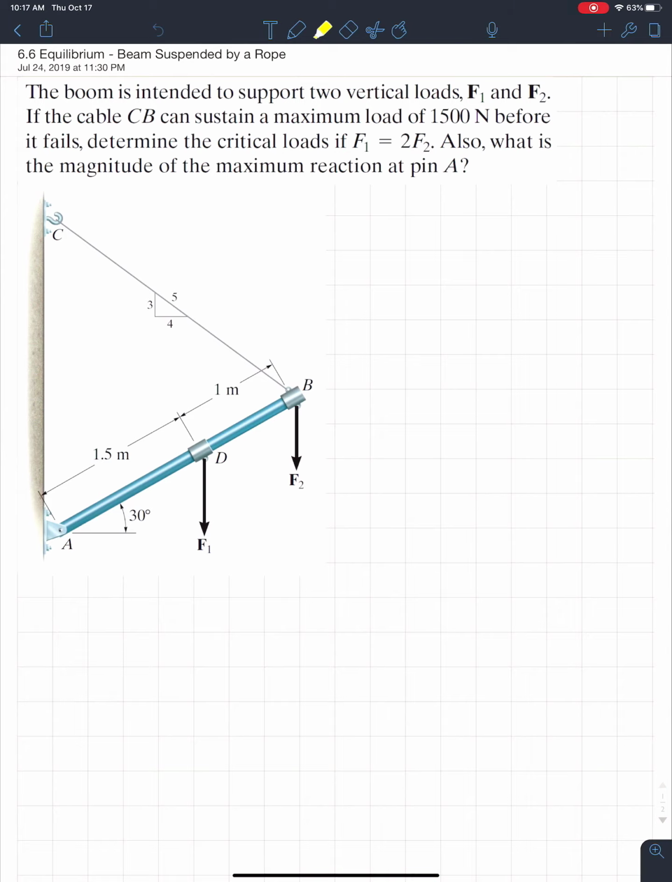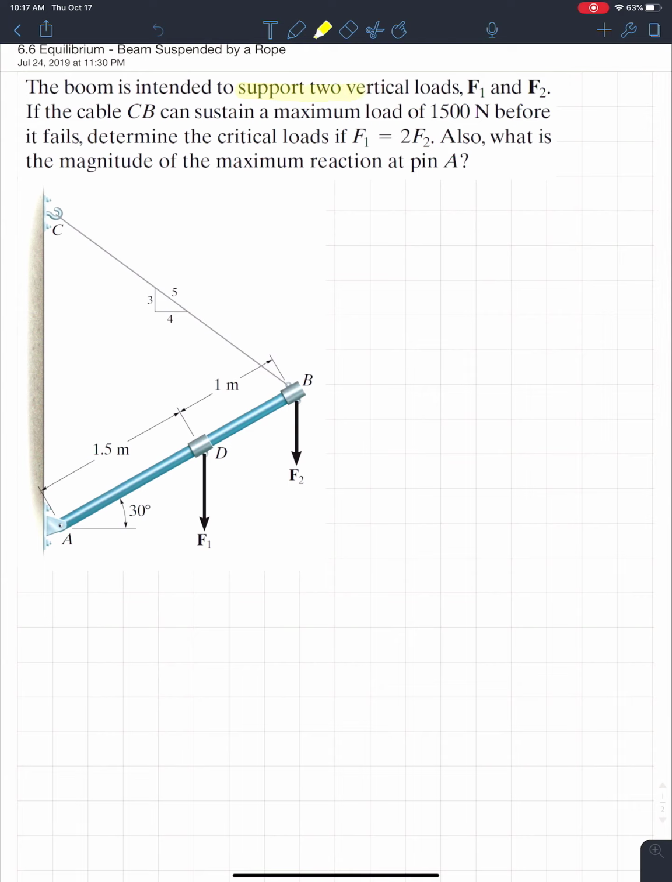All right, so looking at this example, it says a boom is intended to support two vertical loads, F1 and F2. If the cable CB, so if we look at the diagram real quick, that's talking about this cable right here, can sustain a maximum load of 1500 newtons before it fails, determine the critical loads if F1 is equal to 2 times F2. Also, what is the magnitude of the maximum reaction at pin A?